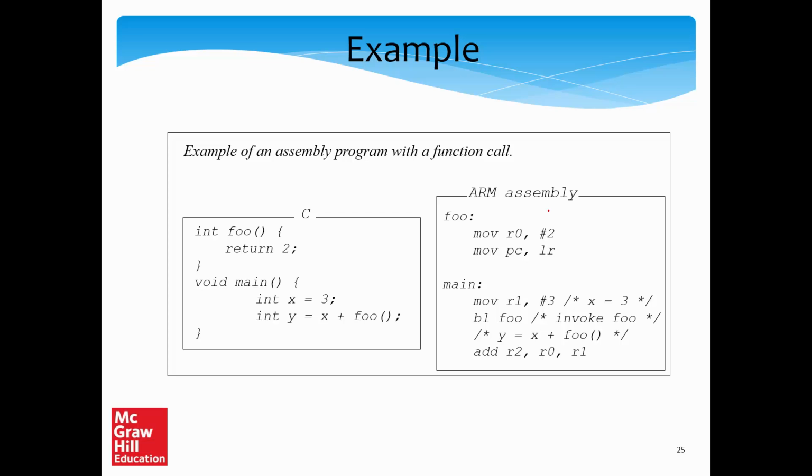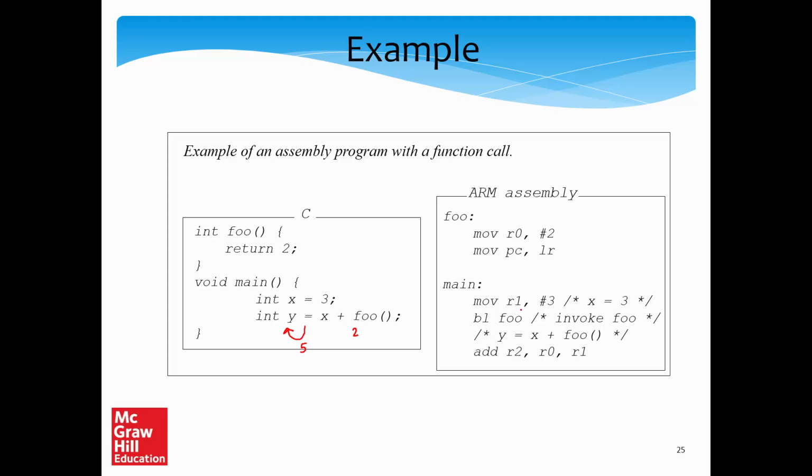So let's write a simple assembly program with a function call. Let's consider a simple C program first. Let's have a variable x that we set to 3. Then we call the foo function that returns 2. So we add x plus the return value of foo, which is 2. So 3 plus 2 we get 5, which will again be saved in variable y.